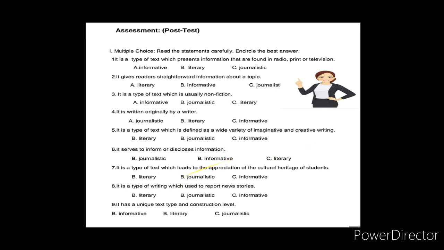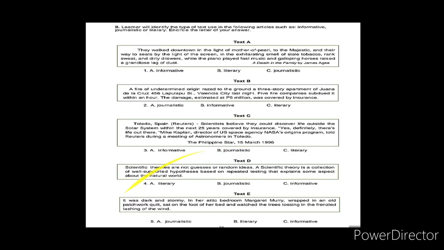Very good. Now that you are about to accomplish the module, we will proceed to the post-test. You're just going to write the letter of the correct answer. Good luck in answering.